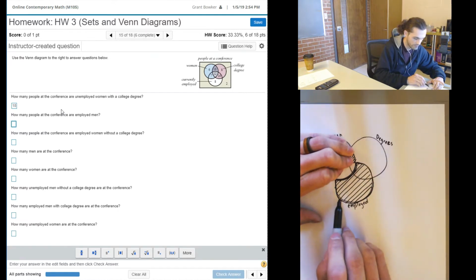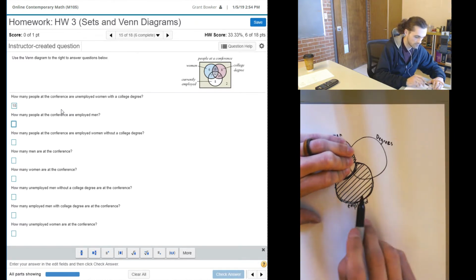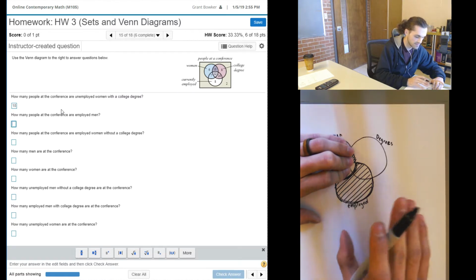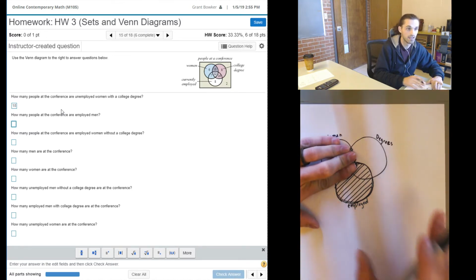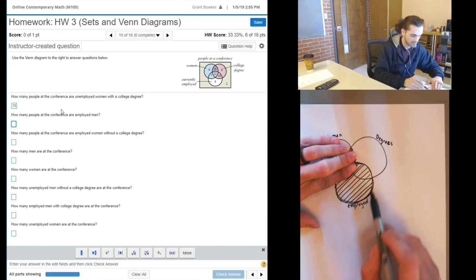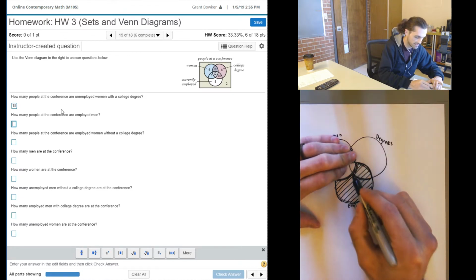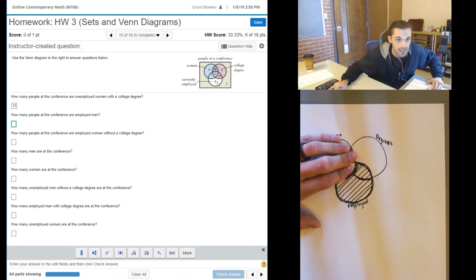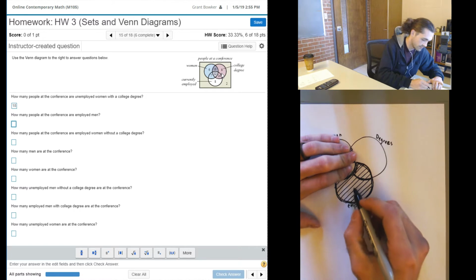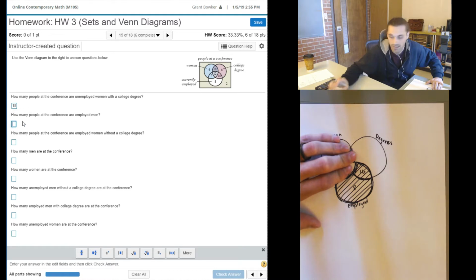This would be the area where you're employed and you're also a man because you're living outside of the woman set. So to be a man means you can't be a woman, and to be employed means you have to live inside of this employed set. So that's going to be the sum of this section and this section. So for our purposes, that looks like 8 plus 16. All right, we have 8 here, and we have 16 here. 8 and 16 together give you 24.